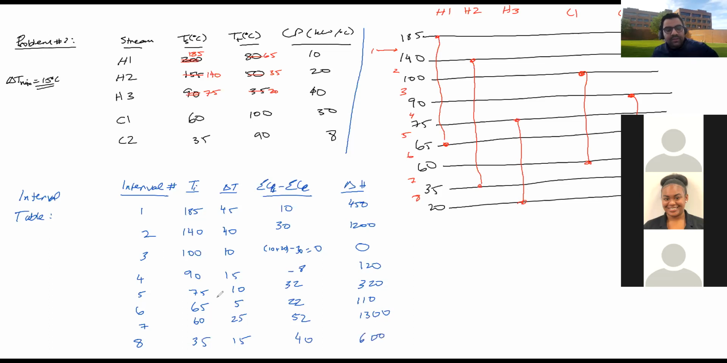Okay, so now I have my interval table. I have all my intervals. I have all the interval enthalpies. So I have all the information I need to build my cascade diagram. Okay. So I saved this page. I'm gonna erase this table. I don't need it anymore. And I'm gonna draw my cascade diagram on this side.